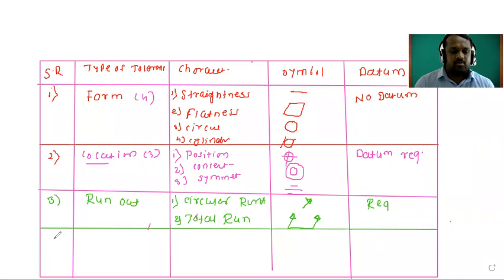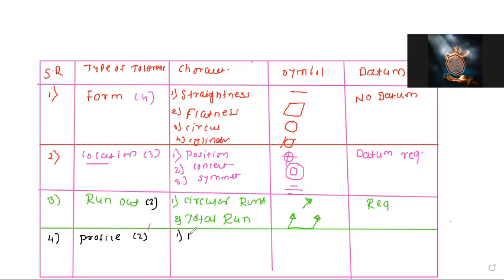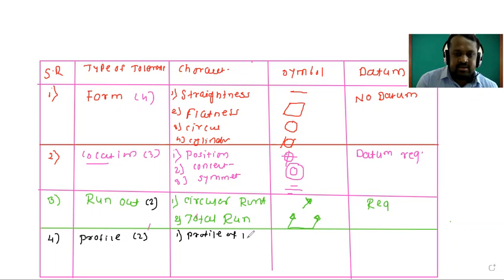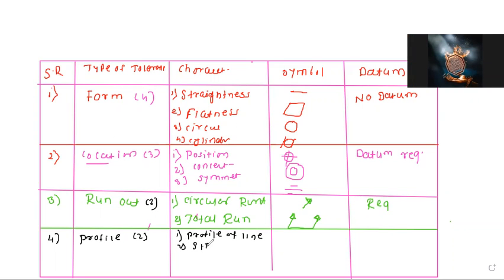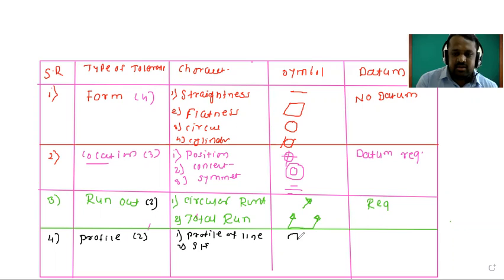Next is the profile. Okay, profile. How many characteristics does it have? Two. The first is the profile of line, and the second is the profile of surface. Here, the profile of the line and the profile of the surface should be closed.